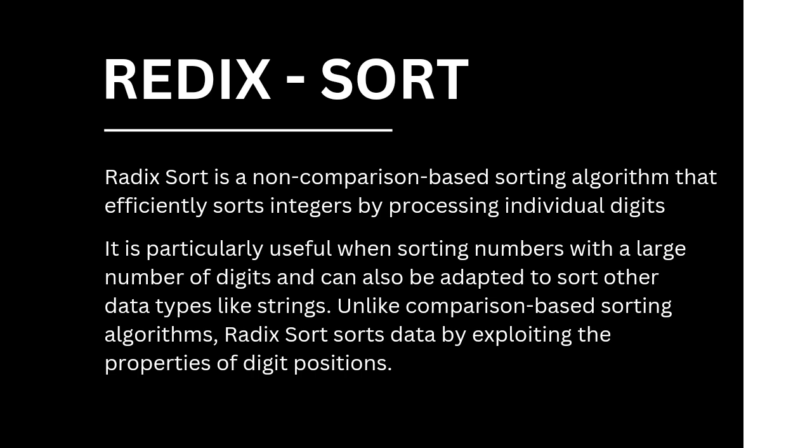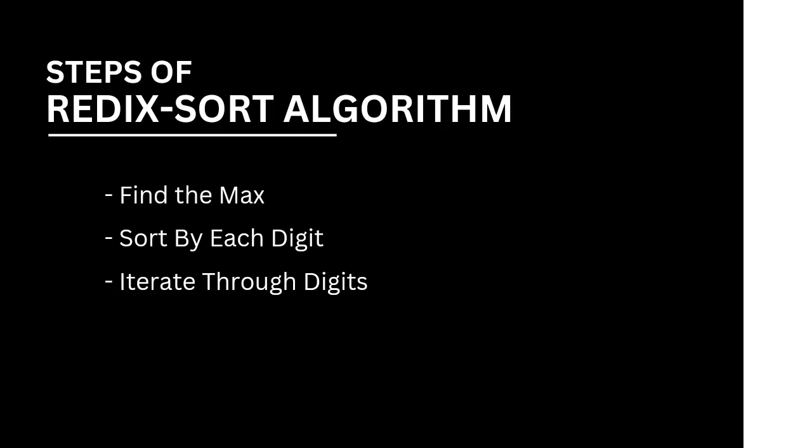Alright, so let's move on to the steps of how we actually perform the Radix sort algorithm. Okay, let's move on to the steps. Step number one, find the maximum number. You have to first determine the maximum number to identify the number of digits needed for sorting. Second, sort by each digit. Start sorting from the least significant digit, which is LSD, to the most significant digit, which is MSD, using a stable sorting algorithm such as counting sort.